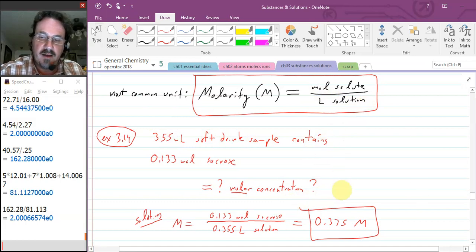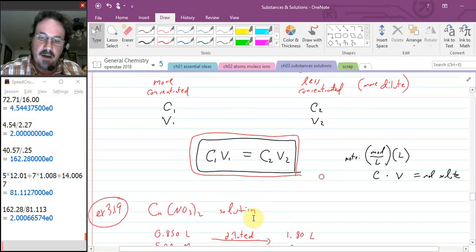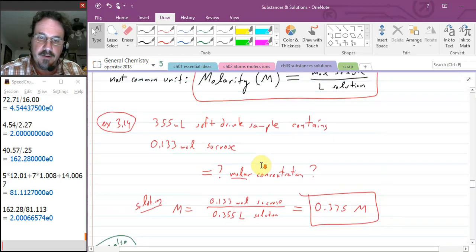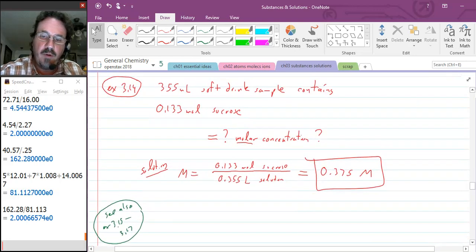And so I've got, sorry about that, it jumped on me. I've got 0.133 moles of the solute, sucrose, divided by 0.355 liters of the solution. Put that through your calculator, 0.375. What is the units? It's moles per liter, which again we can abbreviate as capital M, or molarity. So the molarity of sucrose in that soft drink is 0.375 molar. Molar is how we would refer to that.